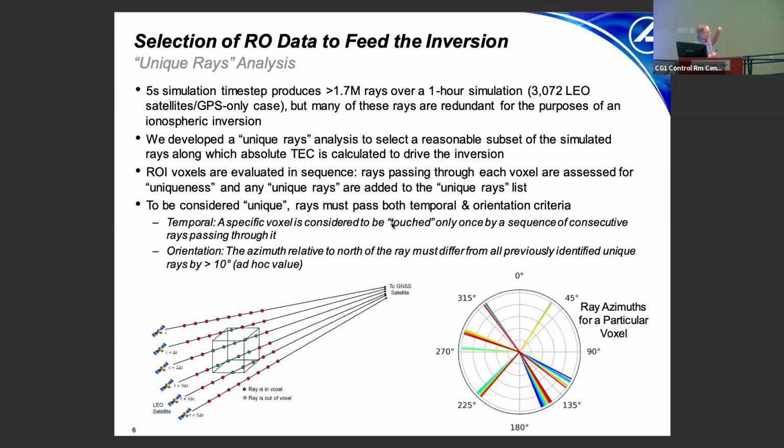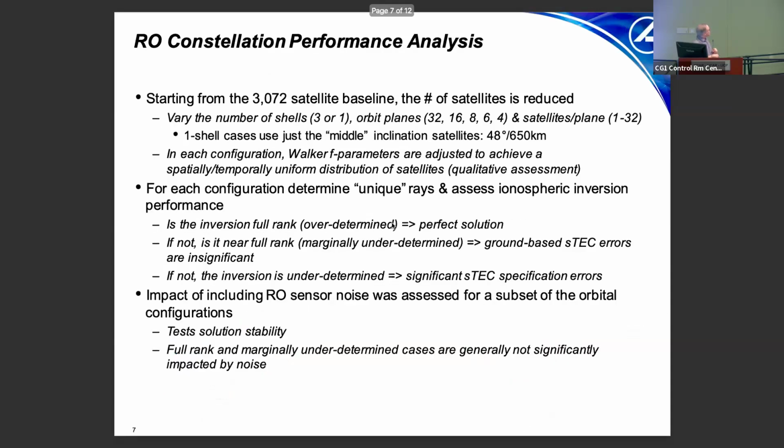And we have something of an ad hoc parameter. We picked 10 degrees as this azimuthal uniqueness parameter. There was a little bit of analysis behind that, but it's largely ad hoc. Okay, so what do we do then?